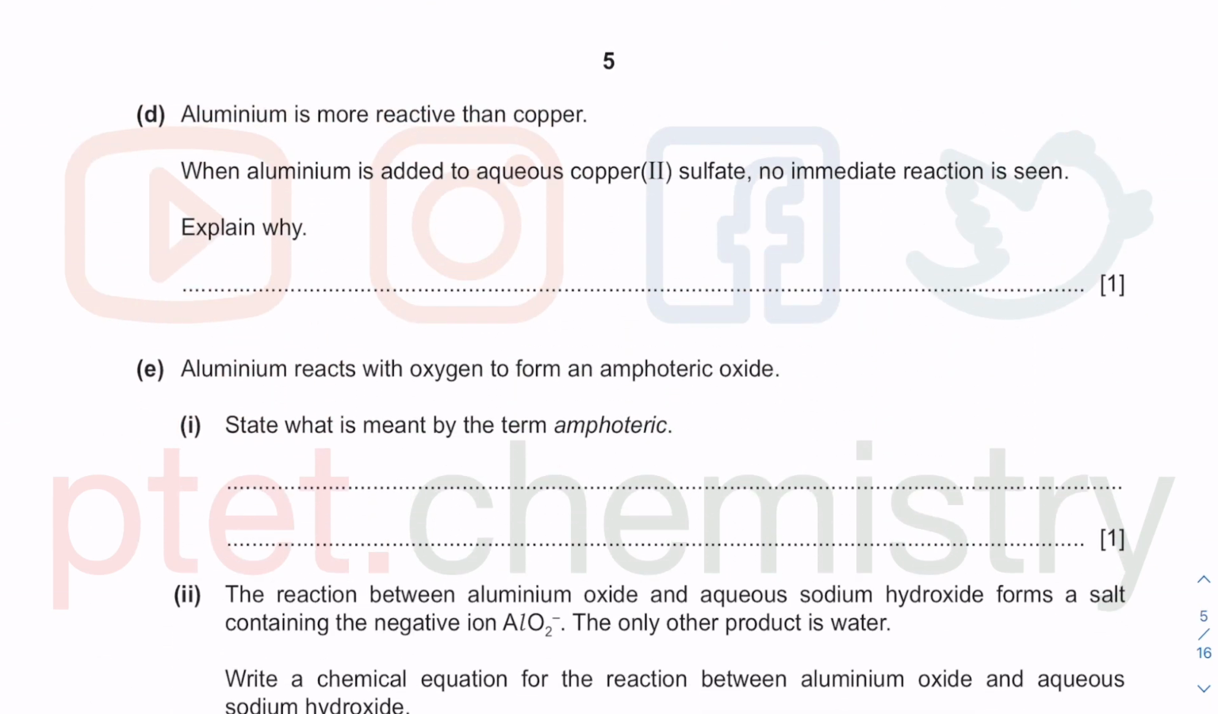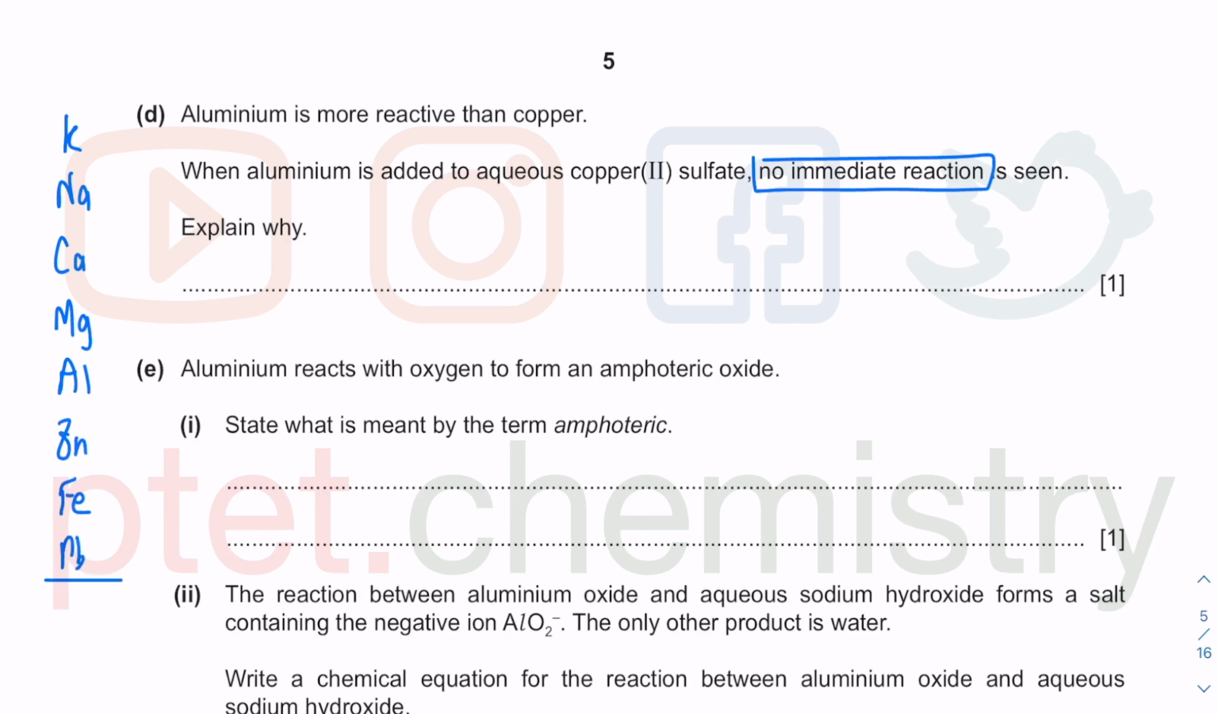Part D, aluminium is more reactive than copper. So when aluminium is added to copper sulfate, no immediate reaction is seen. Well, we do know that aluminium is a reactive metal, so Po, So, Ka, Ma, Zil. This is the acronym: Po, So, Ka, Ma, and then Zil, zinc, iron, and lead.